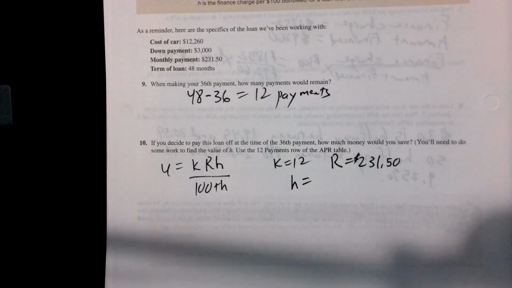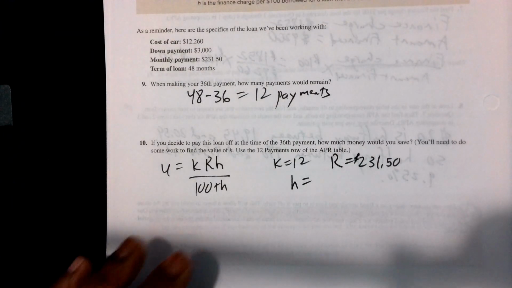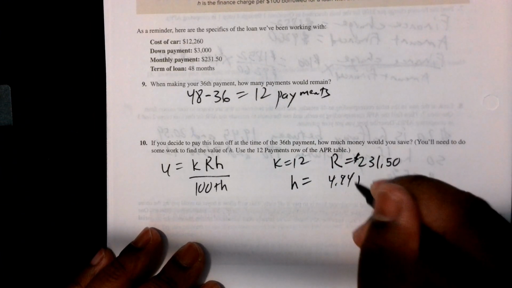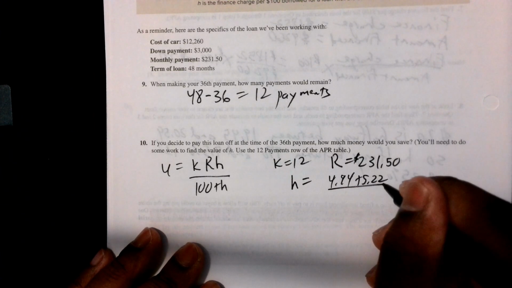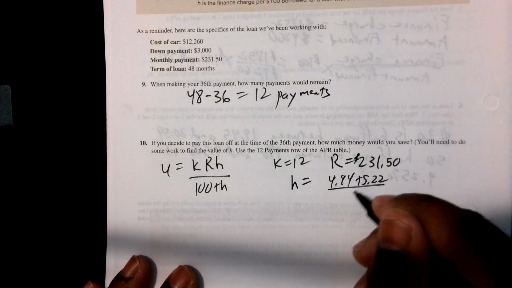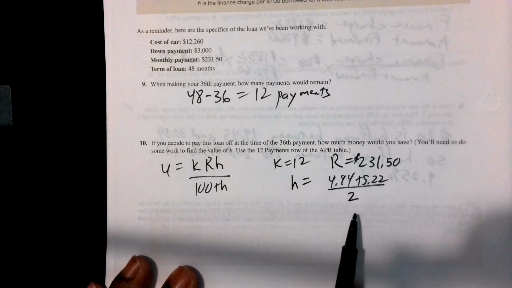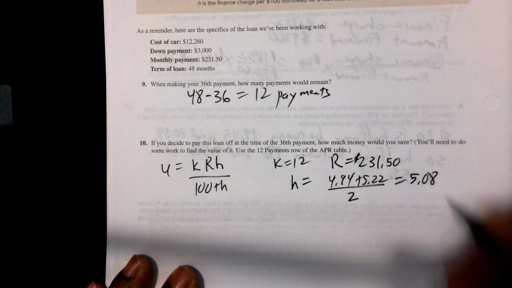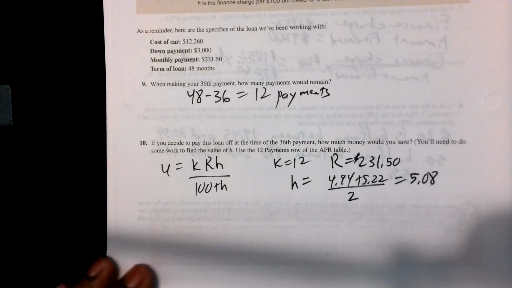So now we would take that knowledge and we would take the 4.94 plus 5.22 because remember, our percentage rate was in between those values. So we would add them together and divide by 2. So that would be 5.08. So now we have our H.